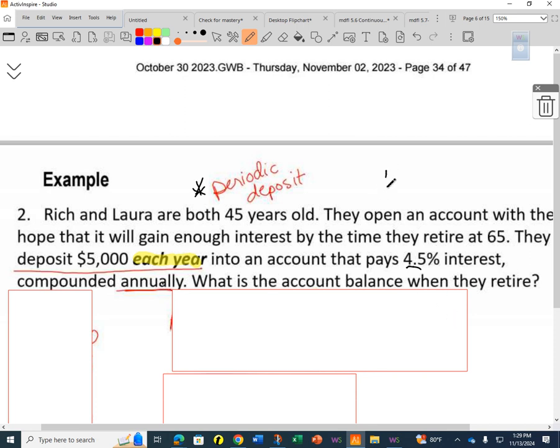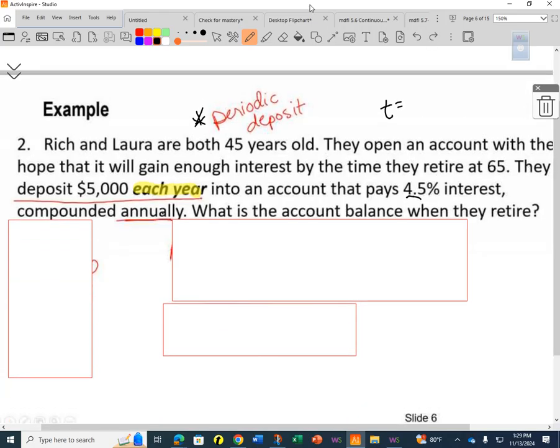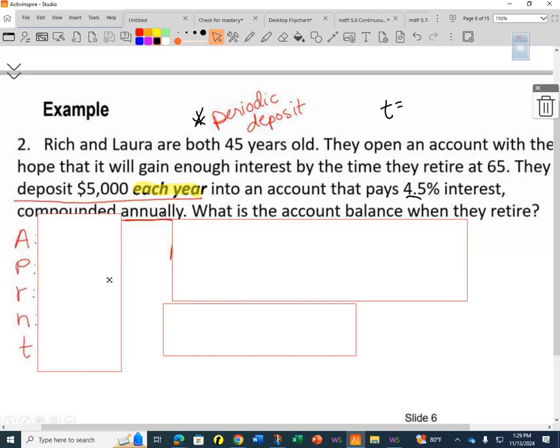So the tricky part here is, what is your T? Is it 45? Is it 65? What's your T? It's 20. How'd you get it? Yeah, if they're starting now and they're 45, when they want it to be at the end of that period of time, it would be 20 years. So you guys go ahead and fill in your A, P, R, N, and T. Once you've done that, then plug it into the formula.